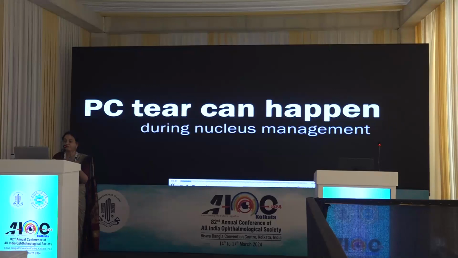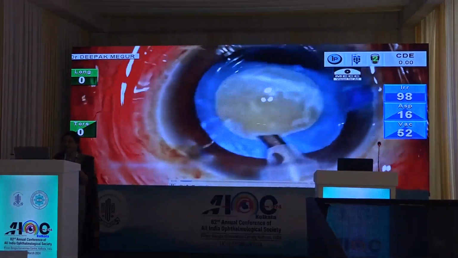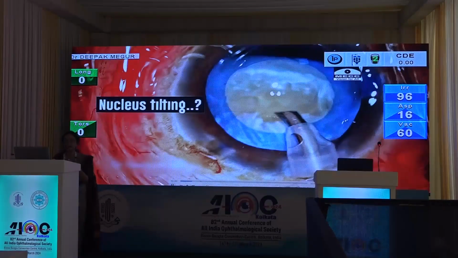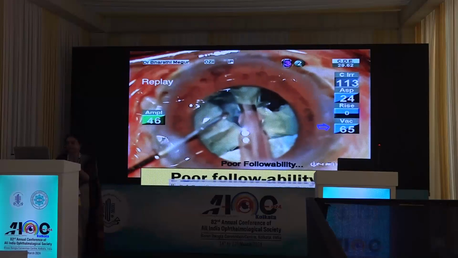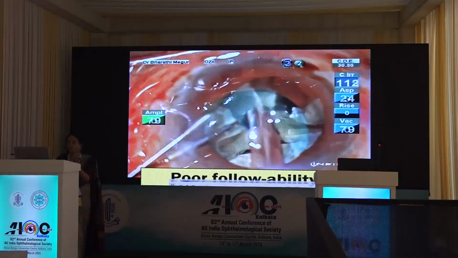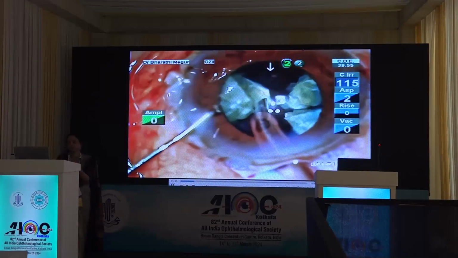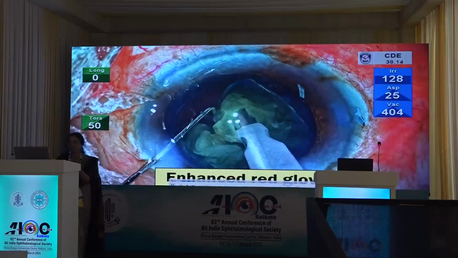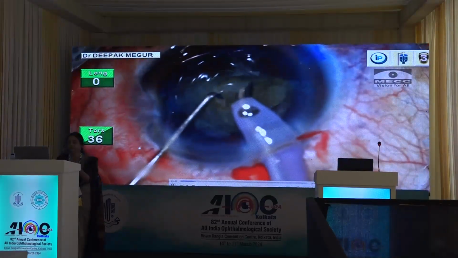When it comes to nucleus management, it can also happen. This is the beginning stage of epinucleus removal, and you can see the nucleus tilting and trying to get inside. The fragment is at a deeper plane and disappears underneath the rhexis margin. Here followability is poor. Why? Because the vitreous is clogging the phaco tip. So the nucleus does not move towards the phaco tip at all. Here there is sudden enlargement of the red glow.